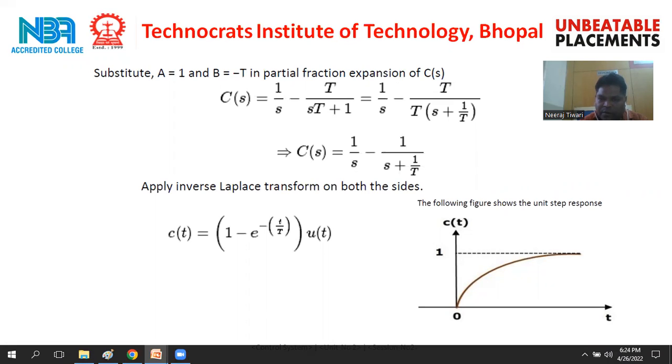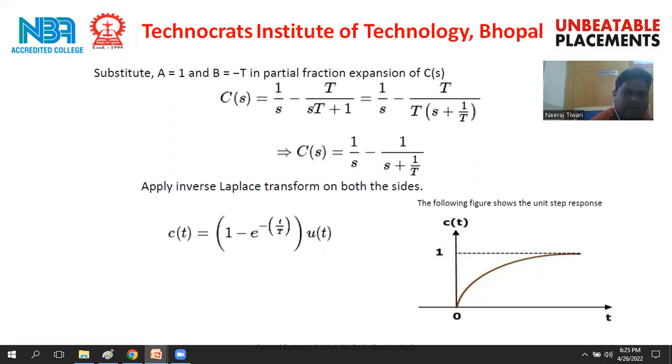We will take the common factor. So the result will be 1 upon s minus T upon T times (s plus 1 by T). T will be cancelled out. So C(s) is equal to 1 by s minus 1 upon (s plus 1 by T). Now we will take the inverse Laplace transform of this s domain function. So c(t) is equal to 1 minus e to the power minus small t by capital T.